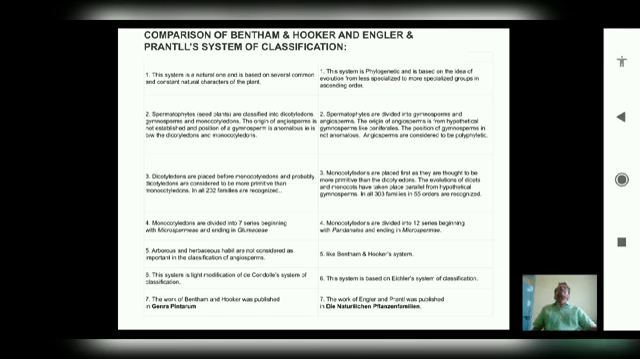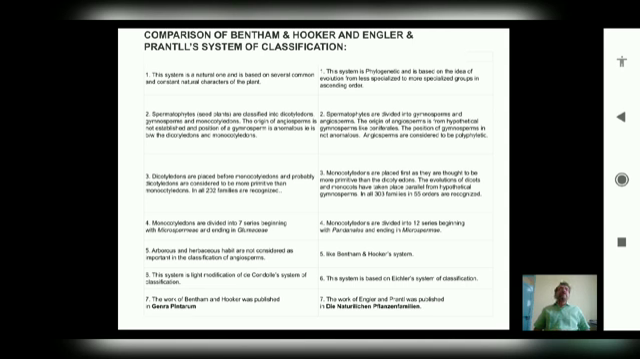So this is the comparative slide showing the comparison between Bentham and Hooker and Engler and Prantl system of classification. Well, you can just make out the differences between these two systems of classification, and both the systems of classification of flowering plants are followed widely in most of the universities, and therefore this comparative statement has been given mainly to see the differences in these two systems of classification.